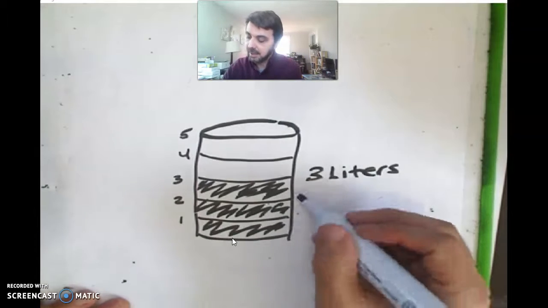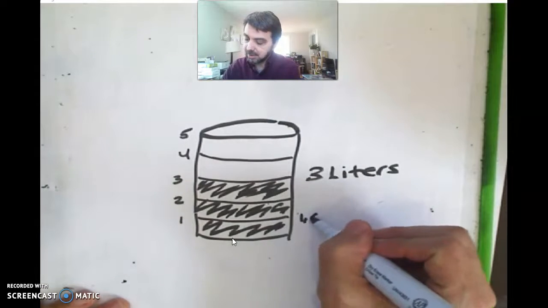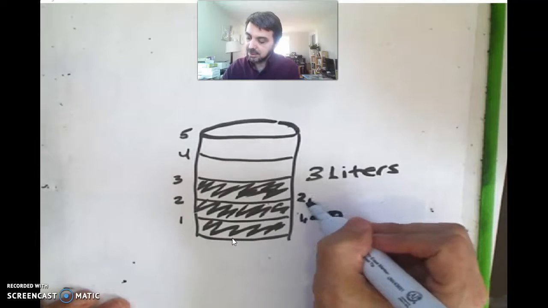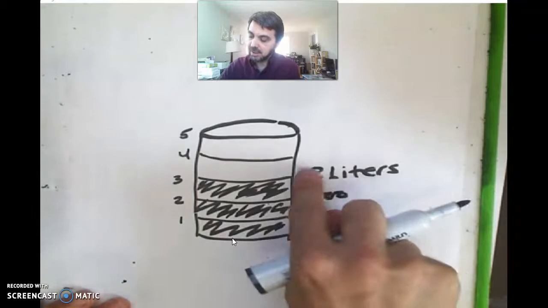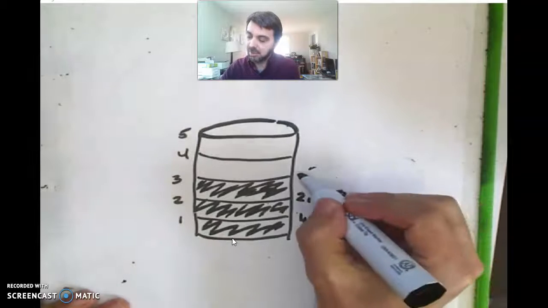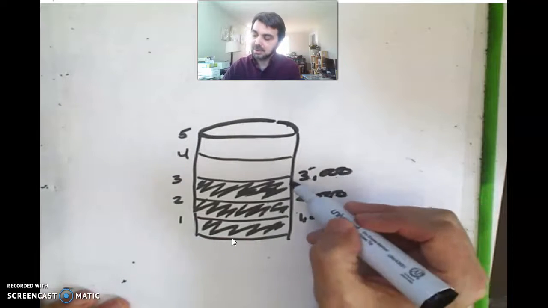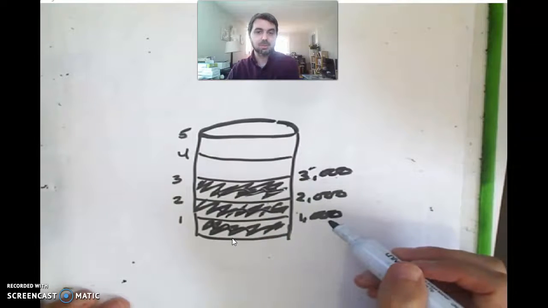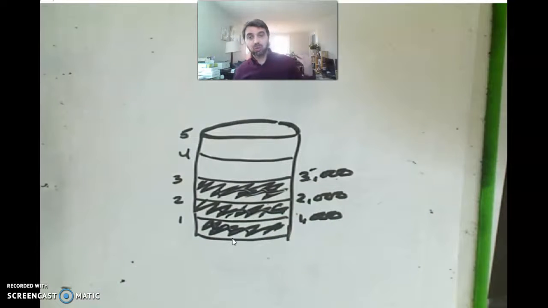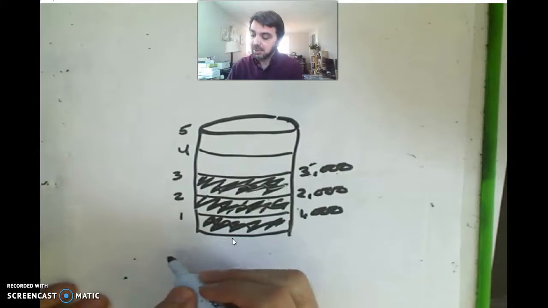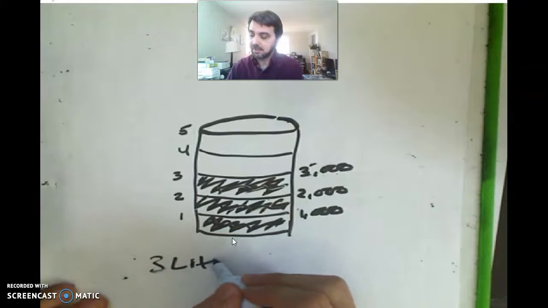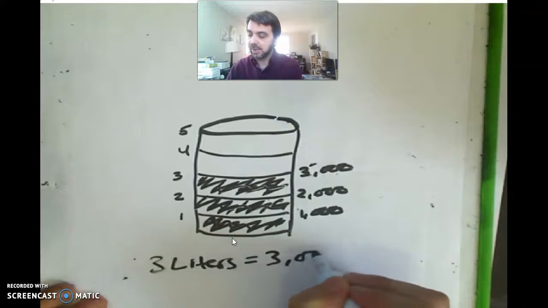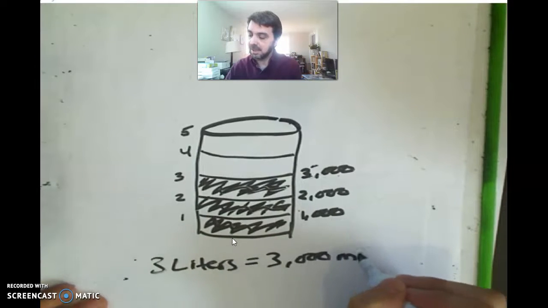You can see that in 1 liter there's 1,000, so I'll put 1,000 here. And then this would be 2,000, and that would be 3,000. So 1,000, 2,000, 3,000. One person could say, oh, there's 3 liters in that barrel. Somebody else said, well, there's 3,000 milliliters in that barrel. You're both right. It's the same thing. So 3 liters equals 3,000 milliliters.